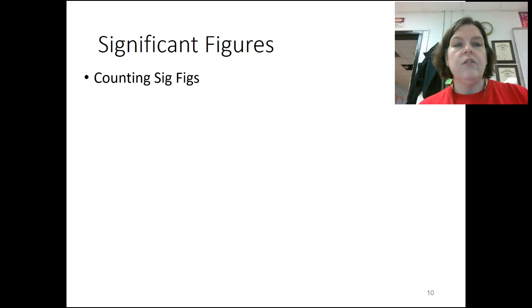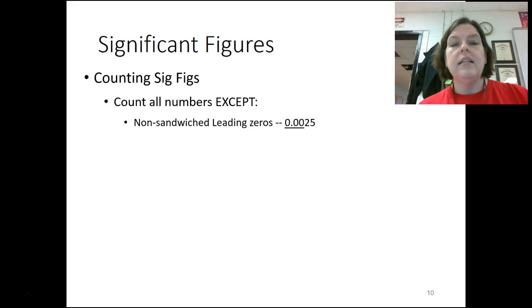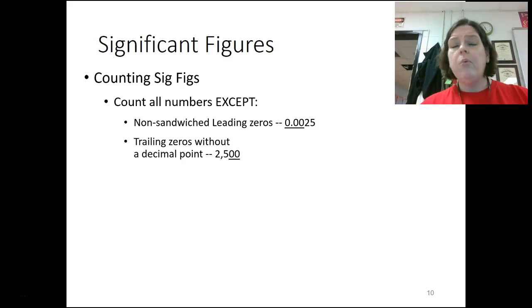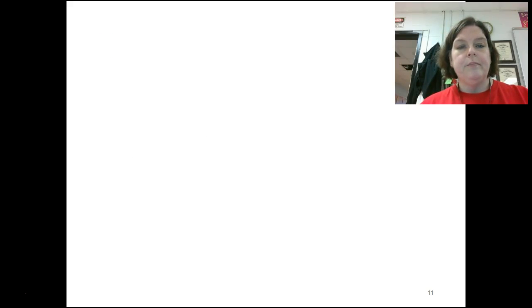So significant figures and counting them. Count all numbers except non-sandwiched leading zeros and trailing zeros without a decimal point. If we had to boil this down, you're going to count everything except non-sandwiched leading zeros, so zeros that aren't sandwiched between numbers that are leading aren't going to get counted, and trailing zeros without a decimal point are not going to get counted. If you had to boil it down to 2 things, those are the 2 things that I'd boil it down to as simply as possible.